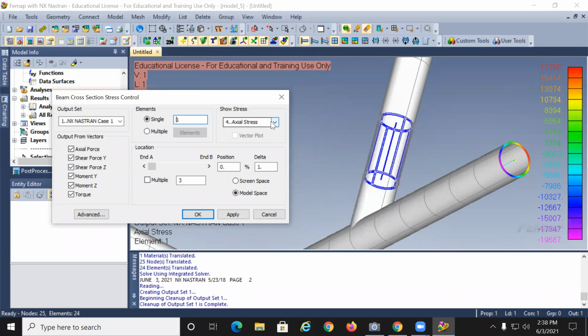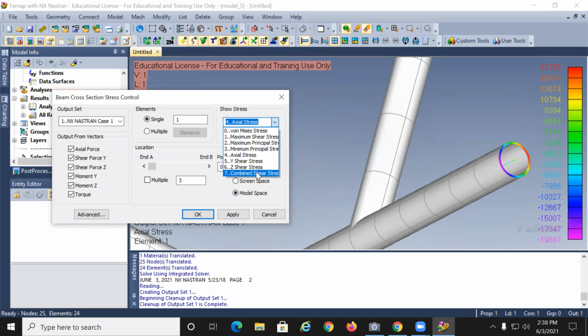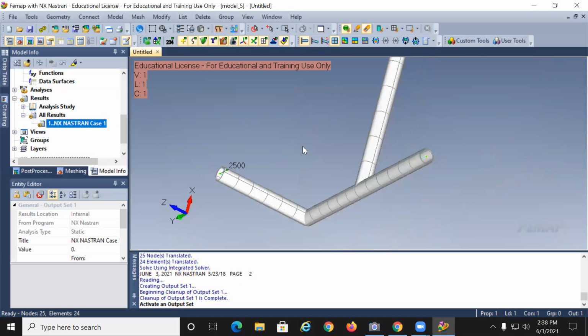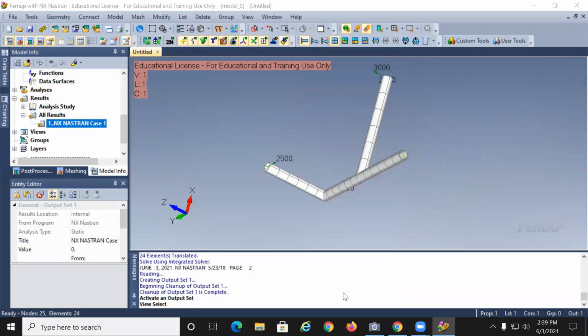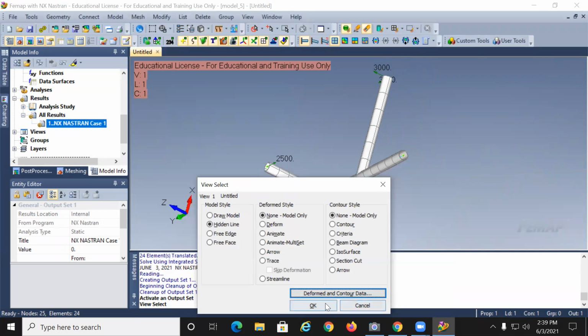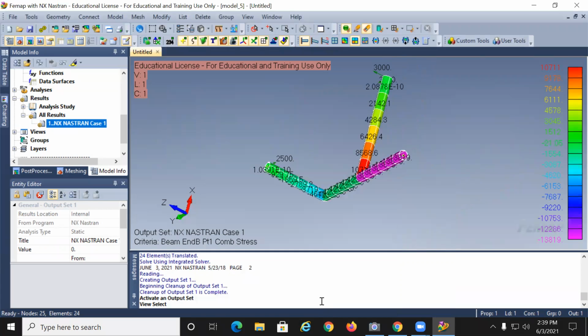Okay, so let's see. Axial stress. Let's see the combined stress. But at which point? We don't know. But let's see, this is still the same values as before. So all results. All right, let's try again the one we did before. This is 0.2. So let's try all the points. 0.1. Okay, these values are higher.